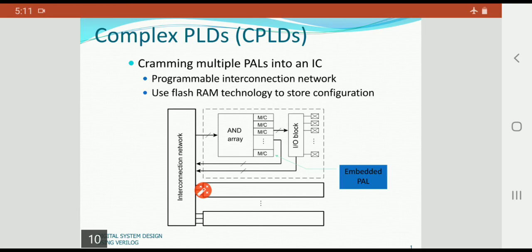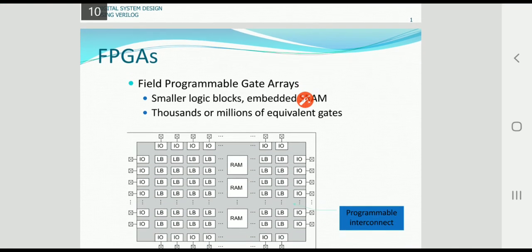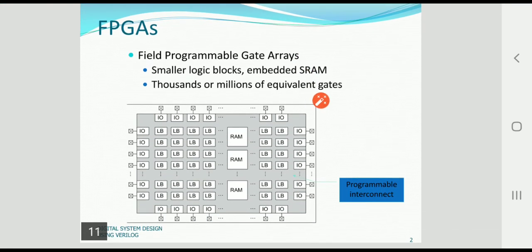But when the designers want to implement a larger design, it shows some problems. So that can be eliminated using the next type of logic circuit, which is known as field programmable gate arrays. In short, we call them FPGAs. So these are used to implement larger designs.